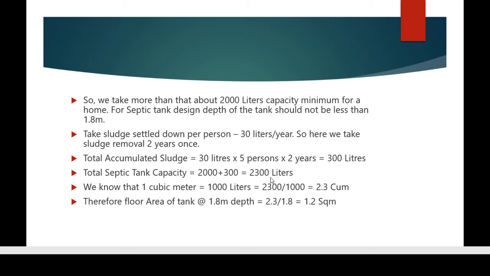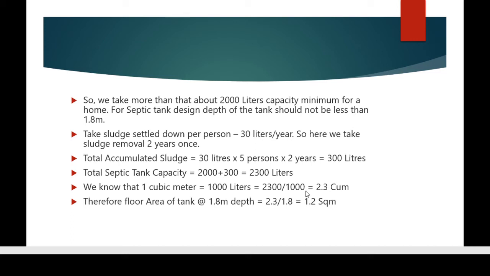Sludge will be whatever solid particles settle in the septic tank; we will consider that as sludge. We know that 1 cubic meter is equal to 1000 liter. So how much cubic meter? The total liter divided by 1000 gives cubic meter. 2300 liter divided by 1000, so it will get 2.3 cubic meter.